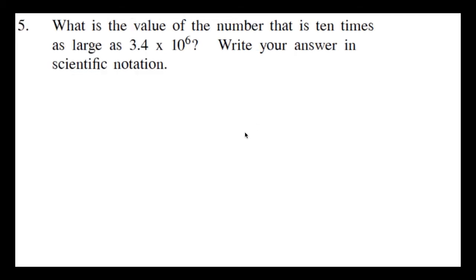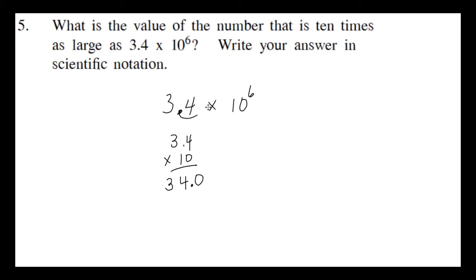What is the value of the number that is 10 times as large as 3.4 times 10 to the 6? Write your answer in scientific notation. Well, we know that if I were to take 10 times as much on this 3.4 times 10, okay, would be a 0, go over 0. So I got 4, 3, there's 1 decimal place. So that would be 34. That's like moving the decimal over 1 place.